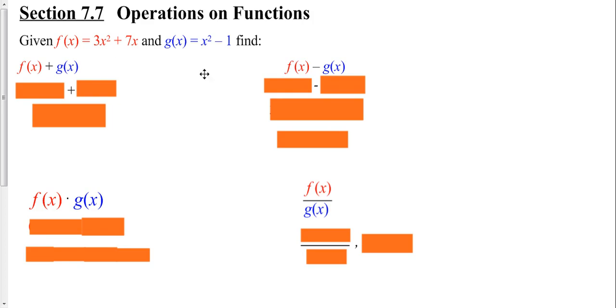So we're going to look at operations of functions. We're going to look at adding, subtracting, multiplying, and dividing functions. We have two functions, f of x and g of x. When we have f of x plus g of x, that means we want to just add our two functions together. So we take our red f of x and add it to our blue g of x. Then we combine our like terms. The only like terms we have here are the x squareds, 3 of the x squareds plus 1 more of the x squareds.